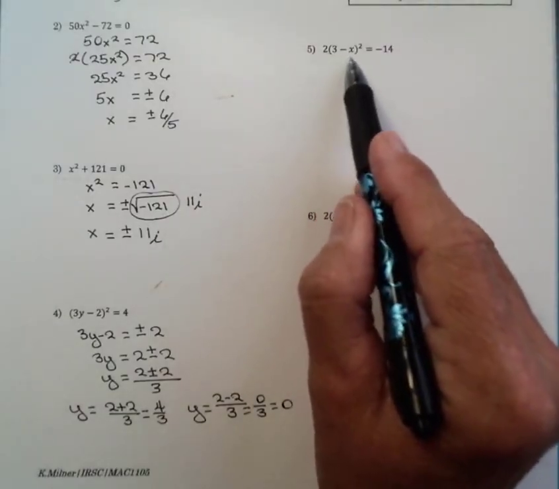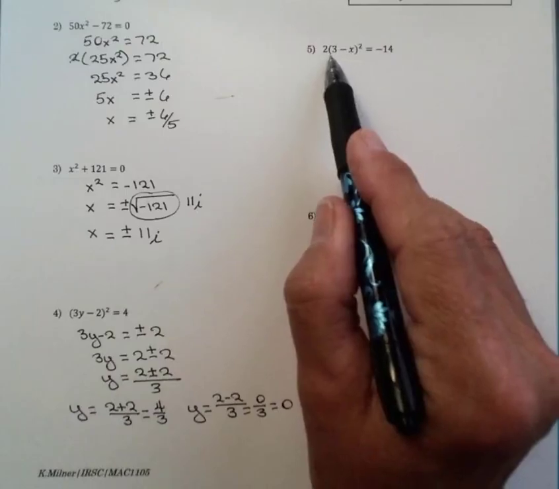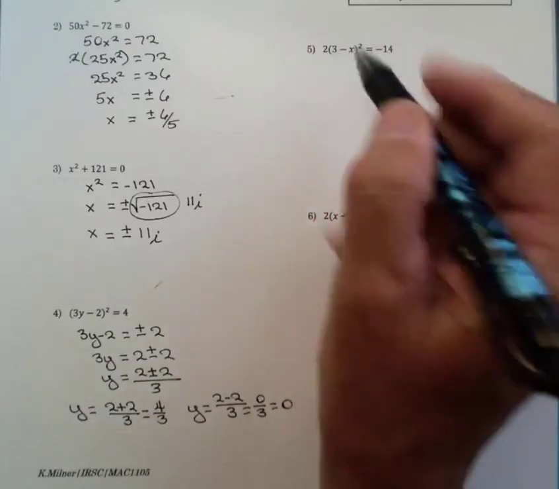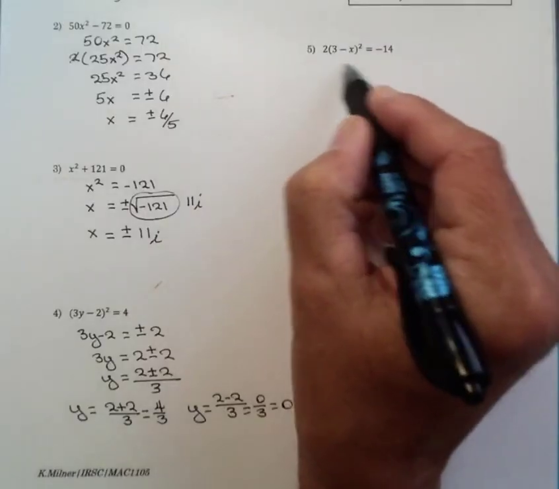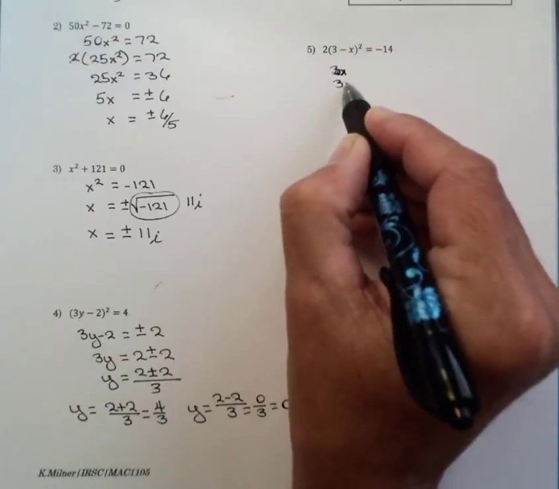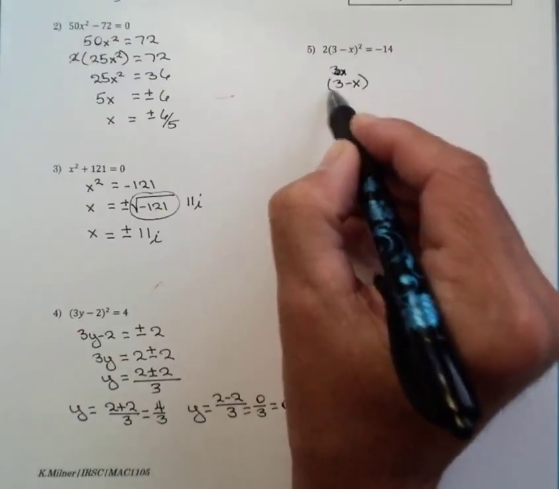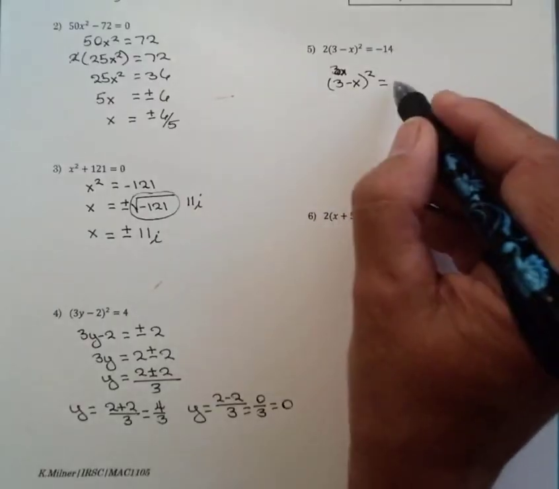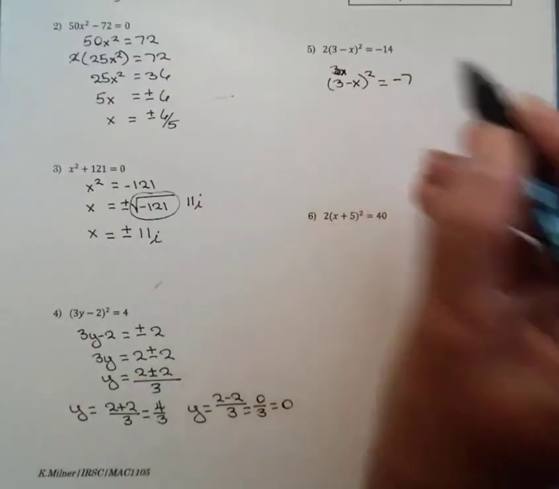Here I've got my squared term is a binomial. I want to isolate it, so I'm going to divide both sides by this 2. When I divide this by 2, I end up with 3 minus x squared. And then I divide the other side by 2. Well, negative 14 divided by 2 is a negative 7.